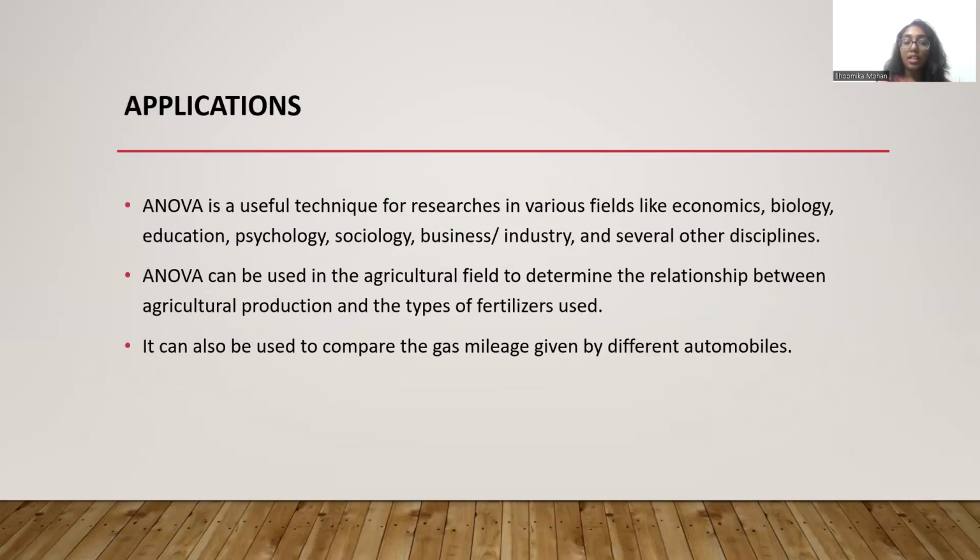Applications of ANOVA: it is a useful technique for researchers in various fields like economics, biology, education, psychology, sociology, business or industry, and several other disciplines. It can be used in the agricultural field to determine the relationship between agricultural production and the types of fertilizers used. It can also be used to compare the gas mileage given by different automobiles.